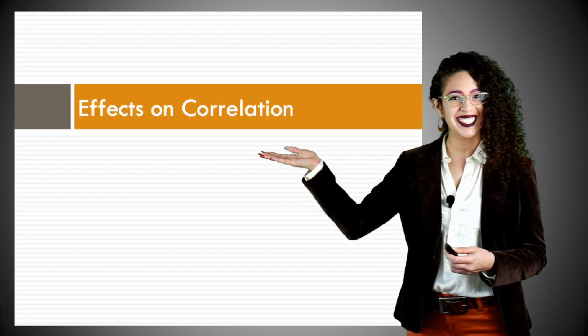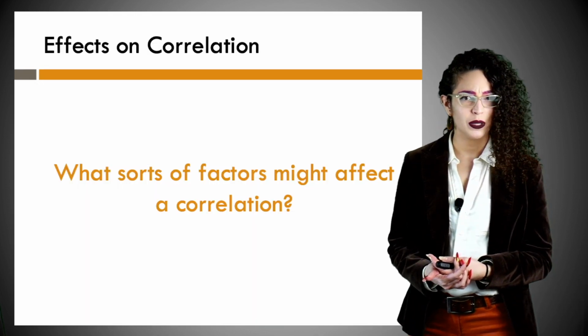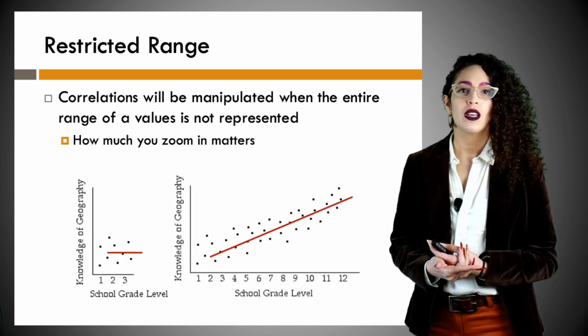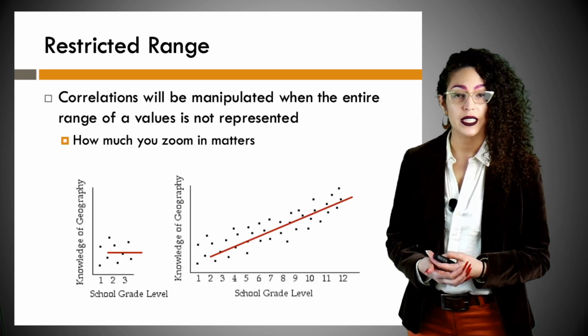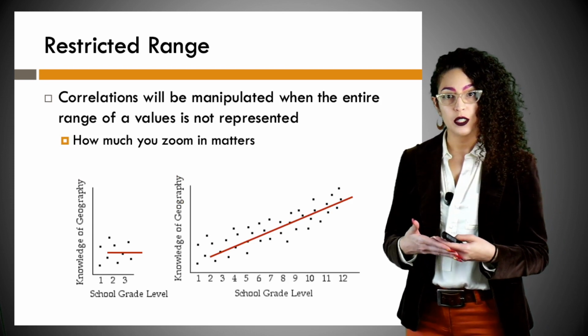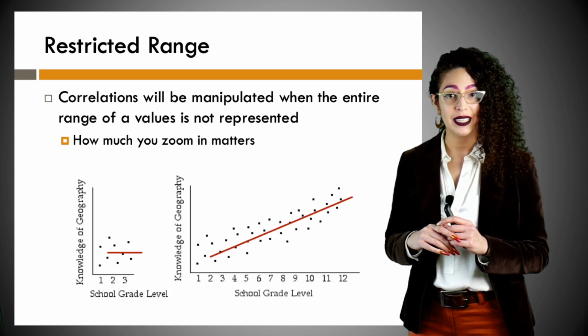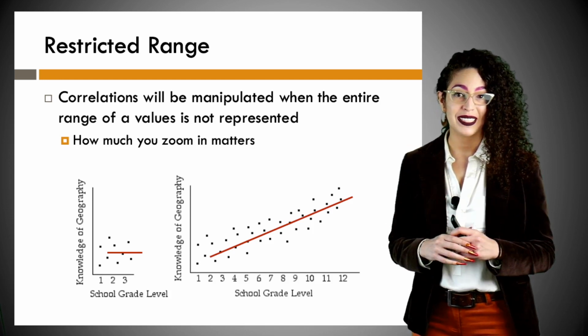Effects on correlation. What sorts of factors might affect a correlation? Might make it go up or go down? Think about that for a sec. So one thing that can affect a correlation is something known as restricted range. So correlations can be manipulated when the entire range is not fully represented. So how much you zoom in basically matters.